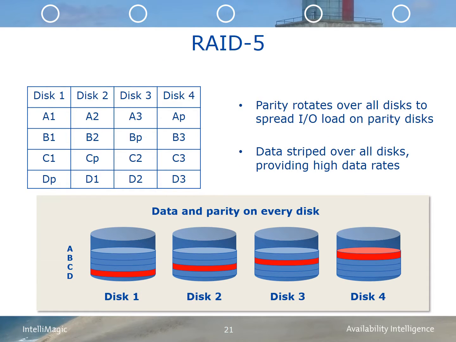RAID 5 is designed to rotate data and parity across the available disk drives. If you lose one disk drive in a RAID 5 parity group, you'll be able to recover the data and the parity. If you were to lose 2 disk drives in a RAID 5 parity group, you would not be able to recover. In the next few slides, we'll talk more about the different performance aspects for using RAID 5.